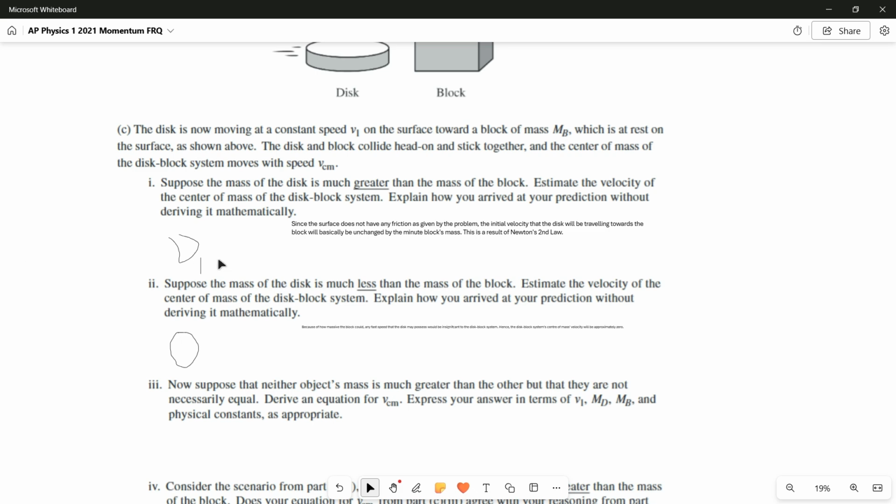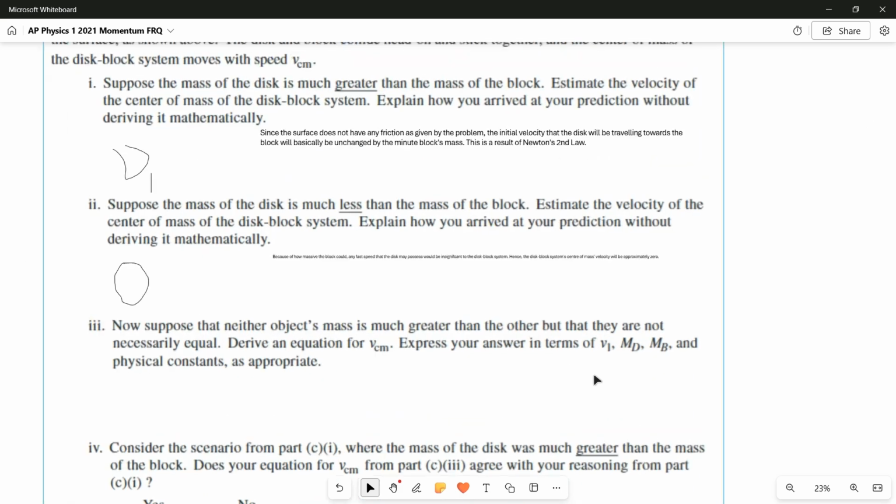Okay, so now we have part C, I and II out of the way. We see that in part III, we actually have to do some math. I'm realizing I have to derive an equation for the velocity of the center of mass, and I have to express my answer in terms of these quantities. This seems like a momentum problem to me.